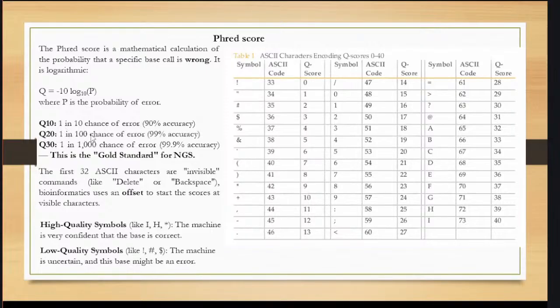This is not 1 in 20 chances of error. It is 1 in 100 chances of error, so it is 99% accurate. And Q30 is 1 in 1,000 chances of error, so it is 99.9% accurate.